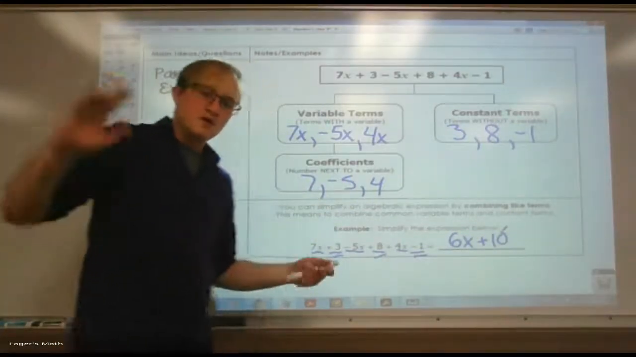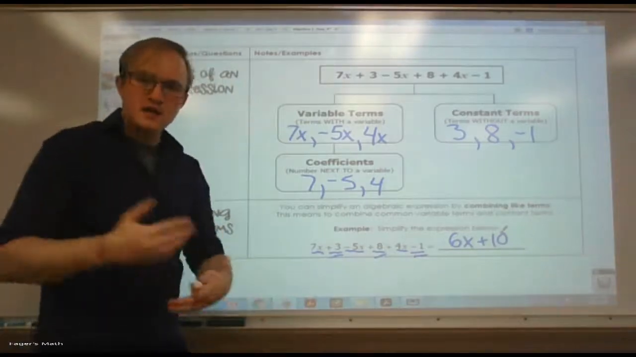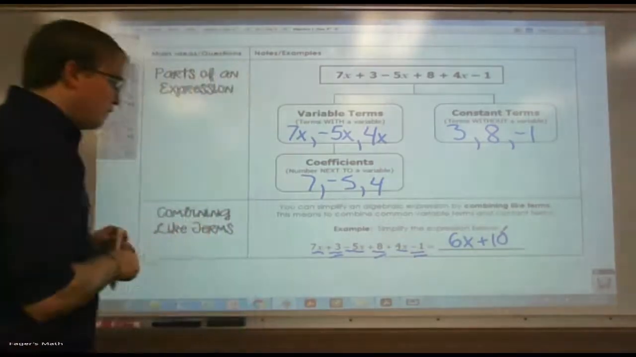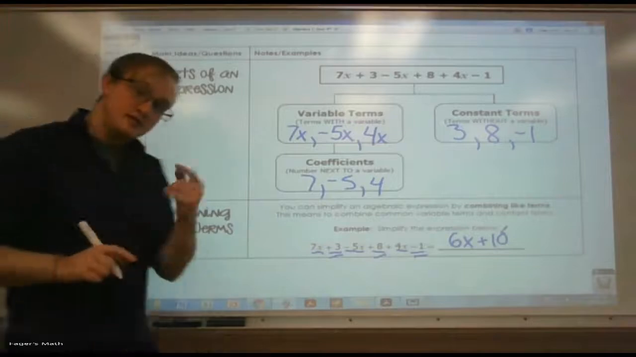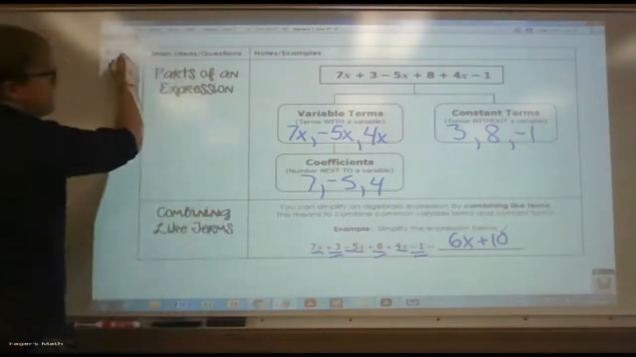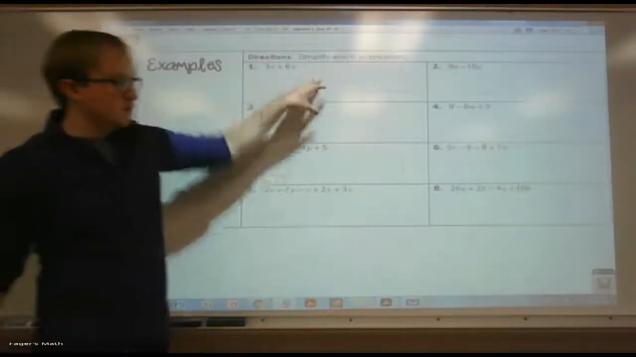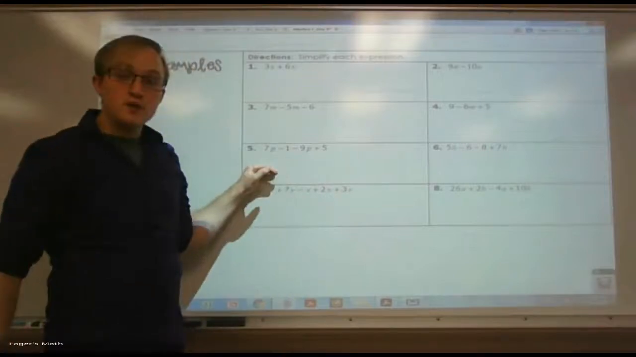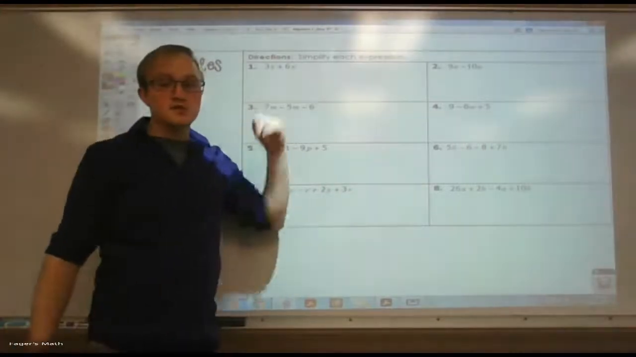So, you're getting an idea so far, right? Well, we're going to do these examples. I'm going to do examples 1 through 4 with you. 5 through 8, something you will do. So let's start with this.